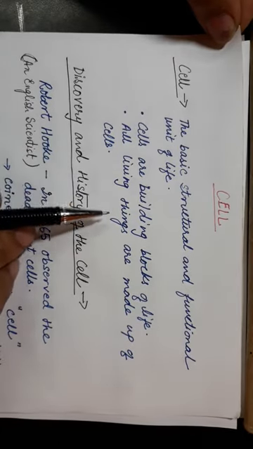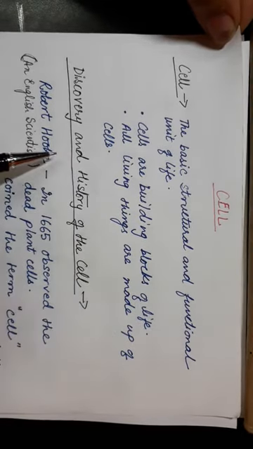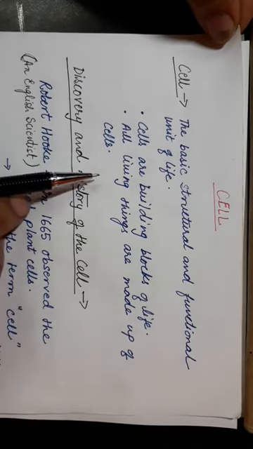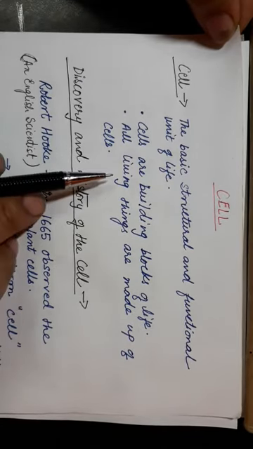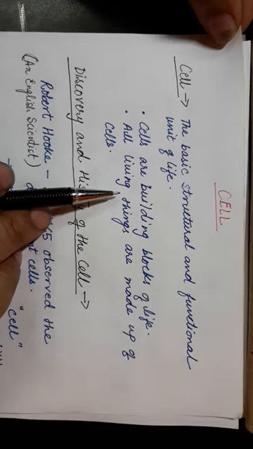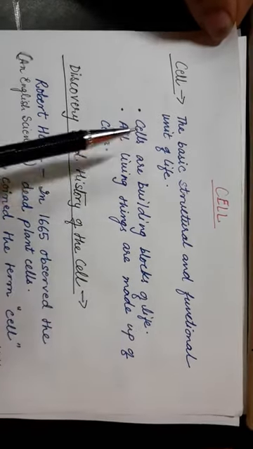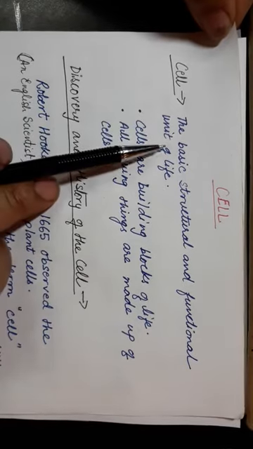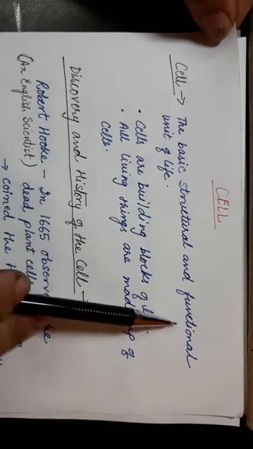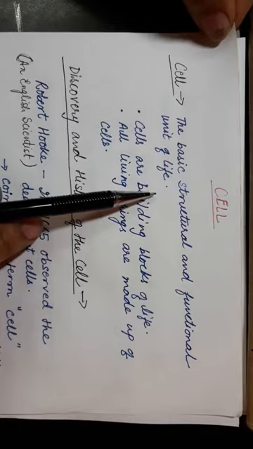All living things are made up of cells, that is, plants and animals. Cells are considered to be the building blocks of life. That's why we say, what is a cell? The basic structural and functional unit of life.